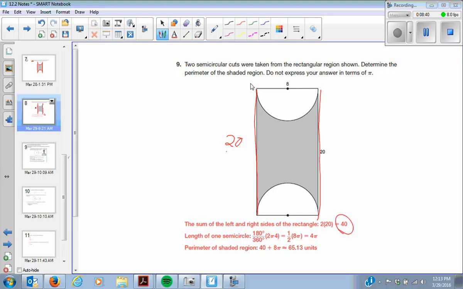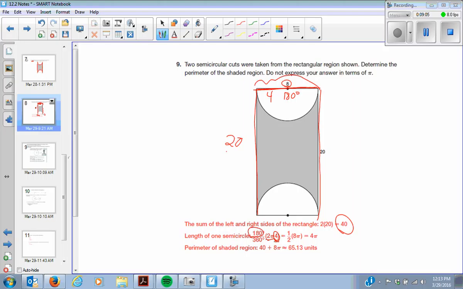They then used the formulas we've been using. The measure of this central angle is 180 degrees. It's a semicircle. That's where they got this 180 from right there. They then said 2 times pi times the radius. Be careful on this because this 8 is from here all the way across. A radius is only going to be half that, which is why it's 4. So that's where this 4 came from.